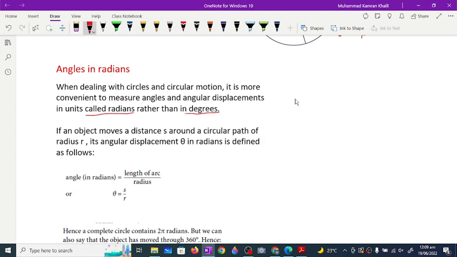So now, the first formula related with the angle. If an object moves a distance s, as I have explained in the above diagram, around a circular path of radius r, its angular displacement theta is defined as the length of the arc over the radius. Angle is represented by the symbol theta, the arc length by the symbol s, and radius by the symbol r. So a very simple formula: s is equal to r theta.